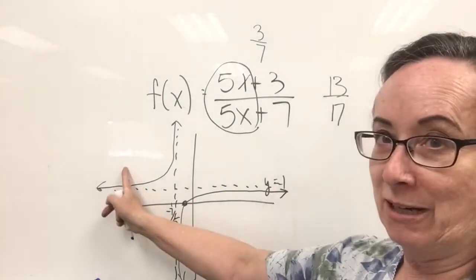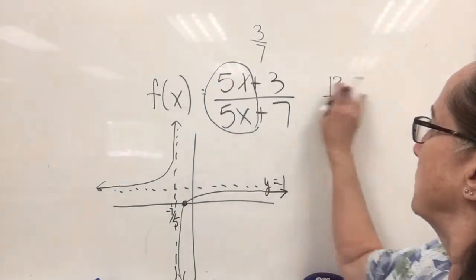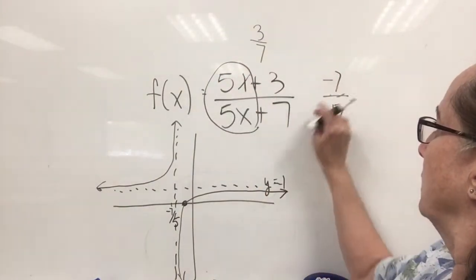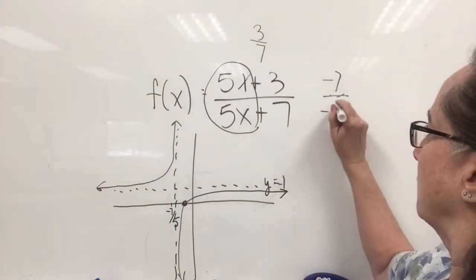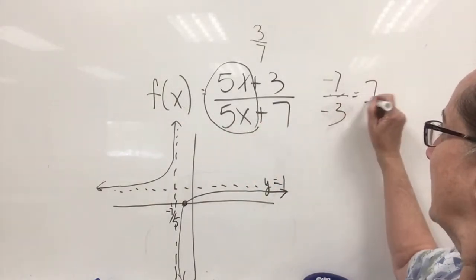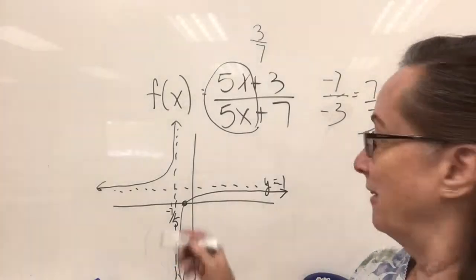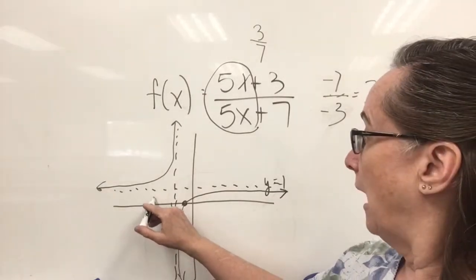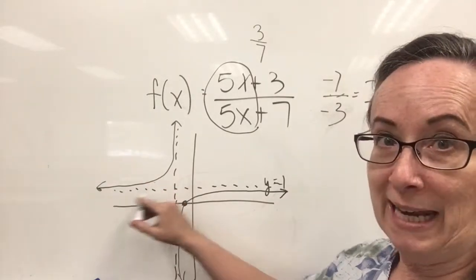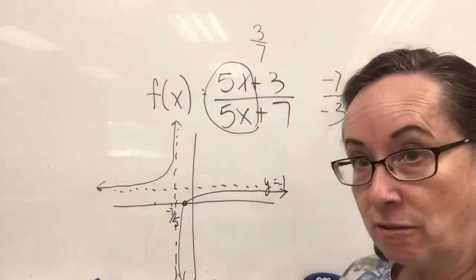But now over here, I'm plugging in negative 2, which I didn't do. So negative 10 plus 3 is a negative 7, and negative 10 plus 7 is a negative 3. When I simplify, I get 7/3, which is over 1. It's about 2 1/3, right? So when I'm over here at negative 2, I am up over that asymptote. And that makes sense. Okay, so my graph is correct.